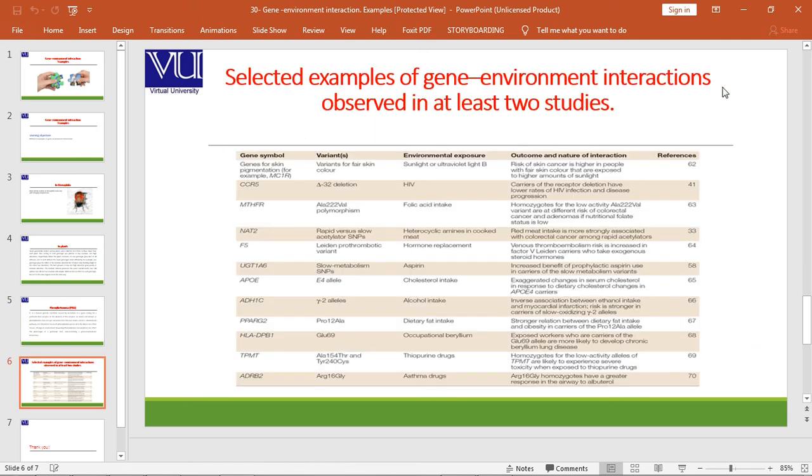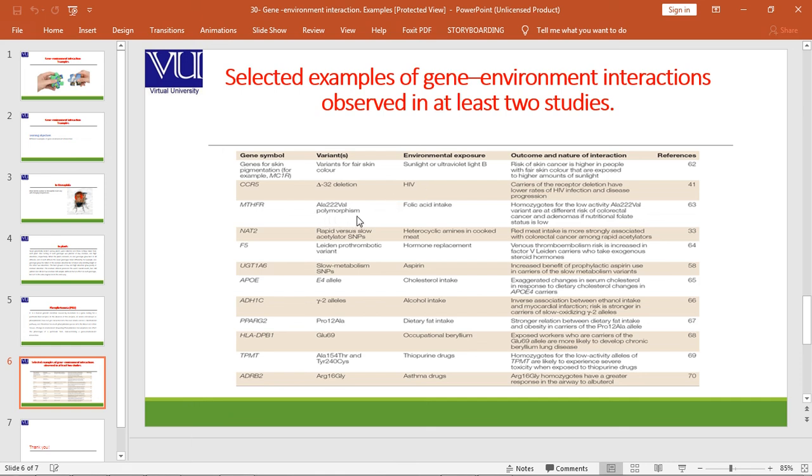Selected examples of gene-environment interactions observed in at least 2 studies. Deletion variation for fair skin color, environmental exposure, sunlight or ultraviolet light B. Then variant 32 deletion, HIV.